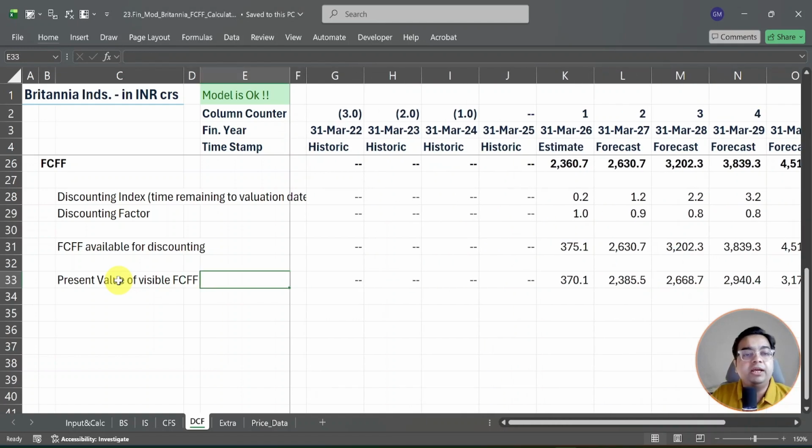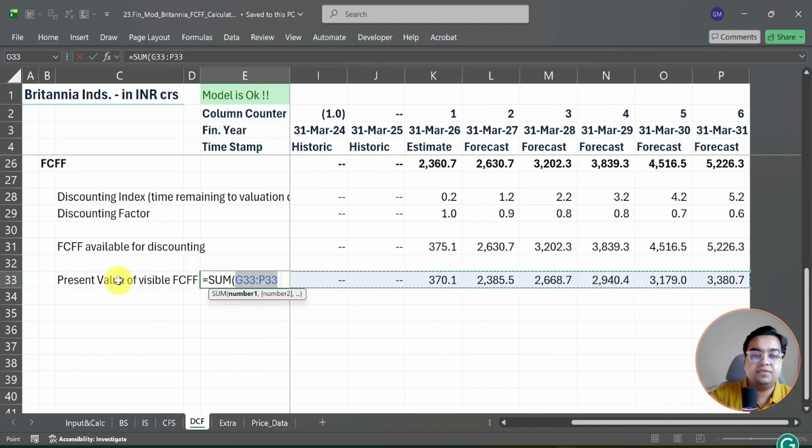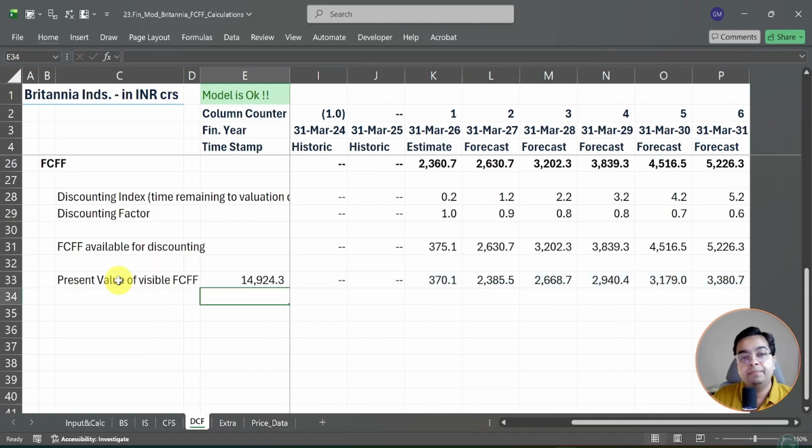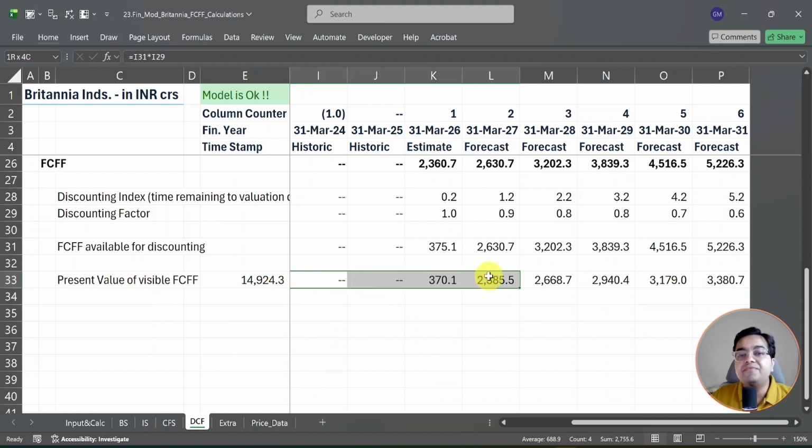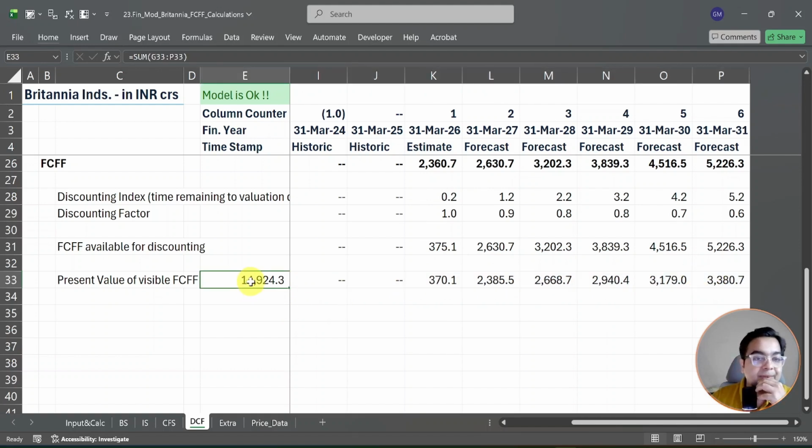Now we come to this cell, which is E33. We use a sum function. So all the visible FCFFs need to be summed up. Why are we summing up? Because all this FCFF which we can see in front of us is summed up to get us the present value of future cash flow to firm, or free cash flow to the firm.